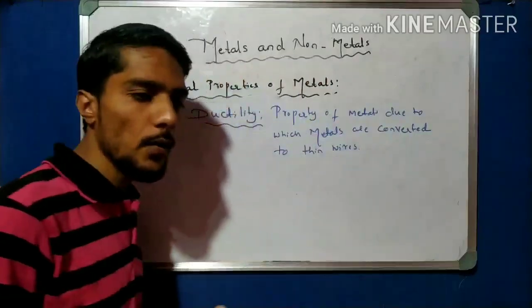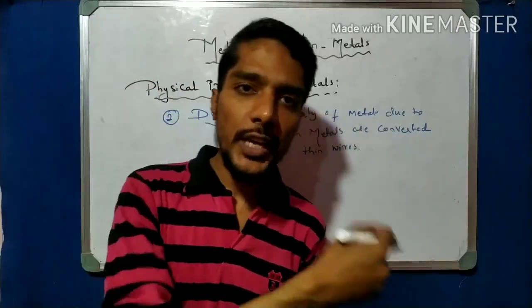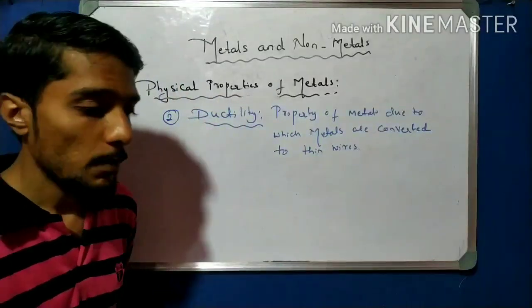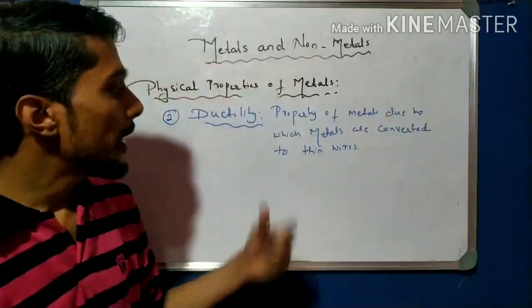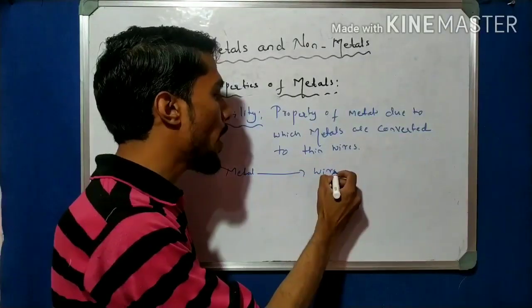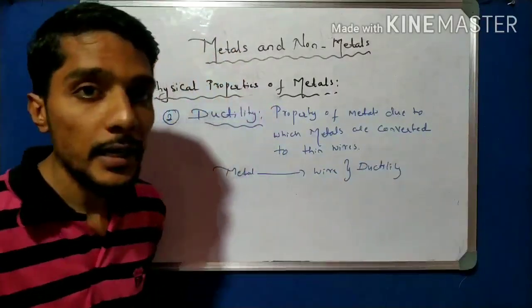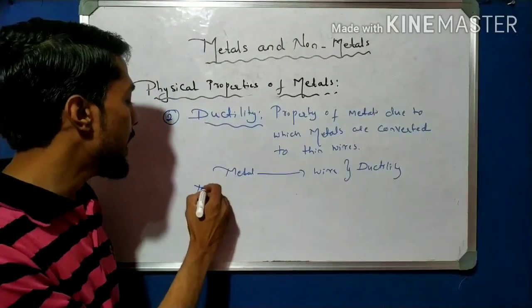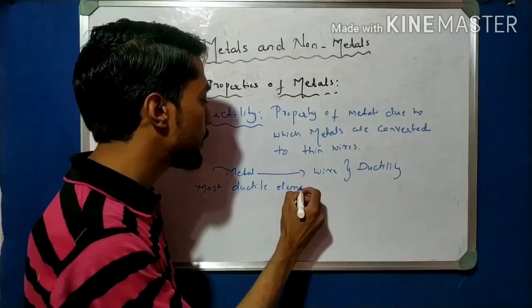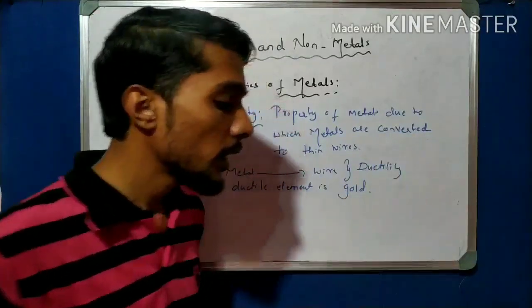For example, copper wire, silver wire, and gold chain, silver chain. All the chains and wires come from the ductility property. Malleability property makes sheets, and here the ductility property makes wires. When metal is converted to wires, it is called ductility. And the most ductile element is gold.